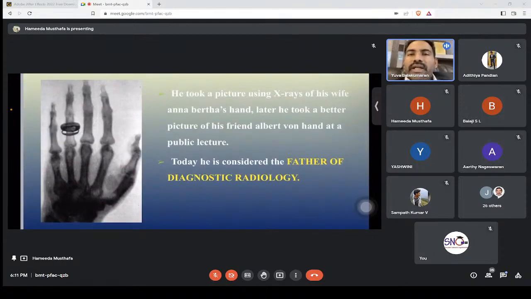So this was the first X-ray taken. This is Röntgen's wife's hand. He took a picture using X-rays of his wife, Anna Bertha. Later, he took a better picture of his friend Albert von Kölliker at a public lecture. Today, he is considered the father of diagnostic radiology. So the first thing discovered in radio diagnosis is X-rays.